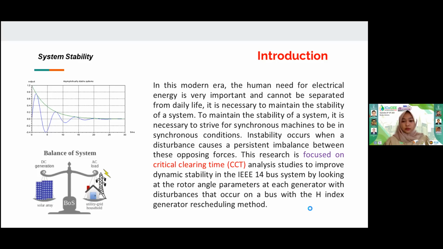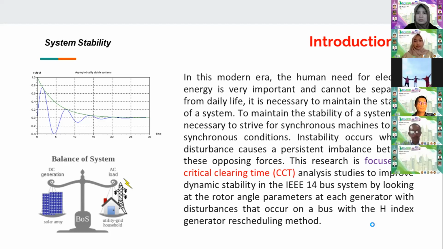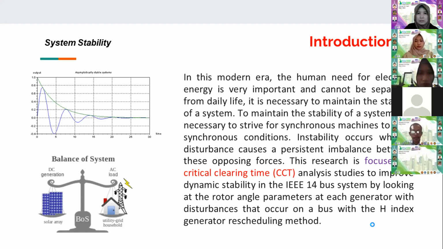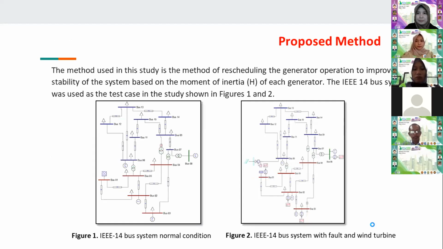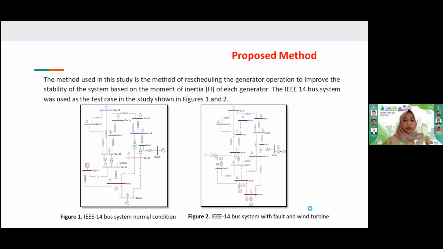This research is focused on critical clearing time, or CCT, analysis studies to improve dynamic stability in the IEEE 14 bus system by looking at the rotor angle parameters at each generator with a disturbance that occurs on a bus, with the index generator scheduling method. The method used in this study is rescheduling the generator operation to improve the stability of the system based on the moment of inertia of each generator.